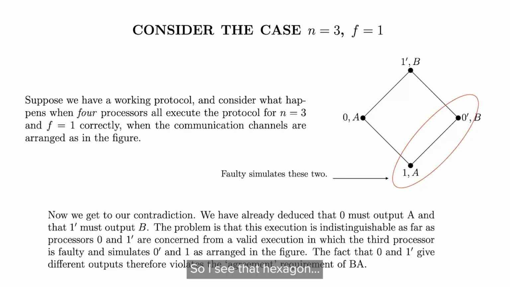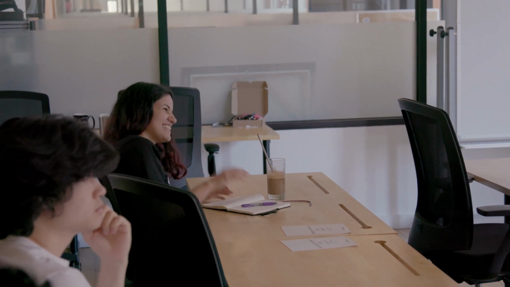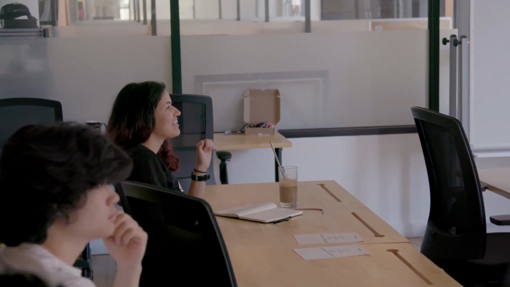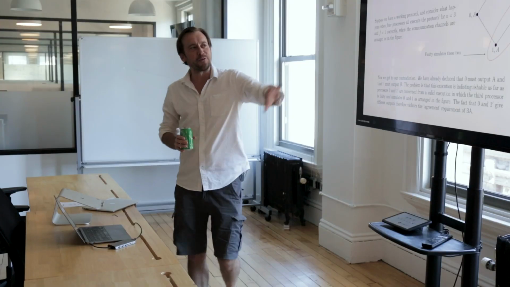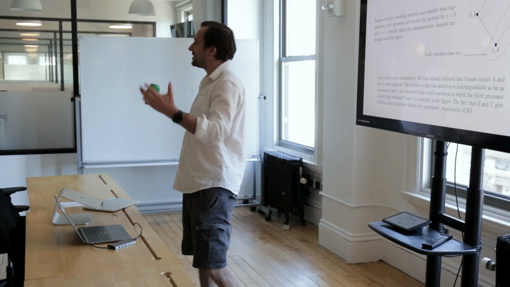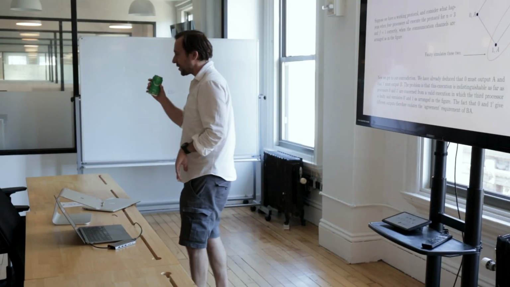I see that hexagon. Yeah, we'll come to that. So my question when I saw the hexagon is, why do you need a hexagon? That's why I'm giving you the 4-node version first, and now you see why you need the hexagon. We'll see that in a second. So that's the right question.